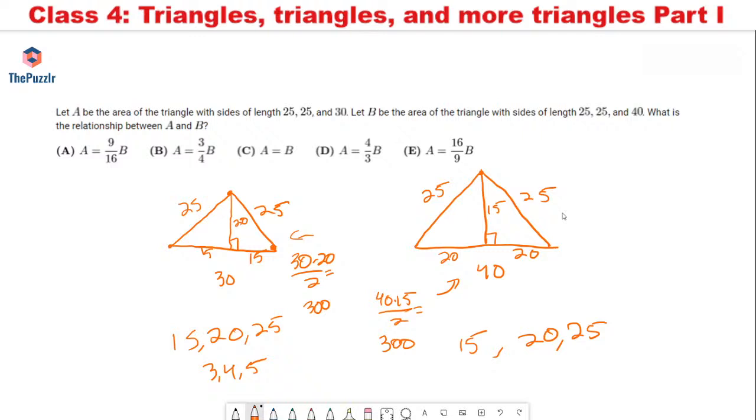That part didn't make sense to me the first time I solved this problem. But you can retrace this, everything we did is fair and valid, and these triangles have the same area. The answer is A equals B, or C.